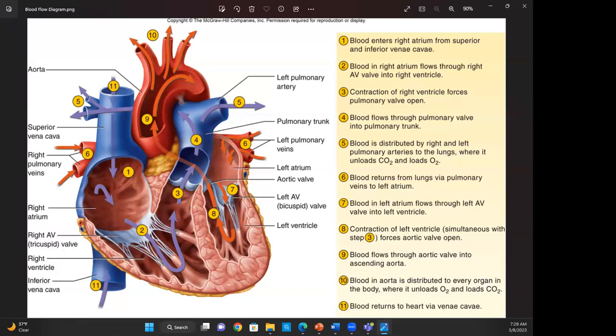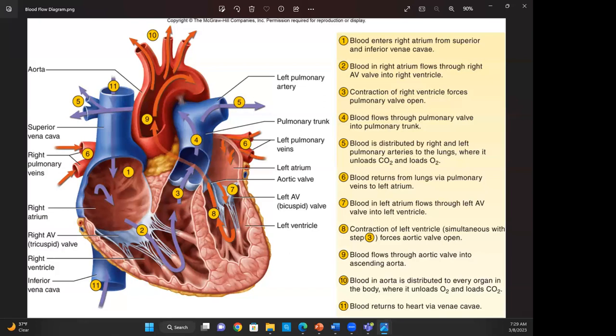Then from the right ventricle, that blood will be forcefully pushed to the pulmonary valve, and it goes right through to the lungs. While in the lungs, that blood drops off carbon dioxide and picks up oxygen. Now it's richly oxygenated blood, and that blood returns to the heart via the left atrium. So the blood that comes back to the left side of the heart is oxygen rich. The blood on the right side of the heart is oxygen poor, or deoxygenated blood.